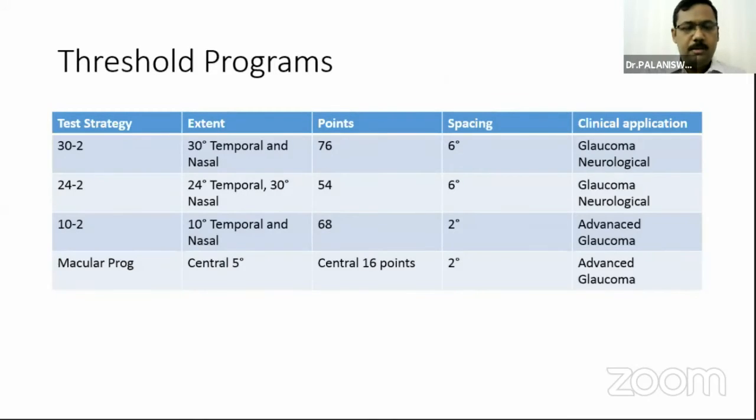We have multiple programs like the 30-2, in which the points are 6 degrees apart, the 24-2, after the edge points are removed, and we have the 10-2, which is the central 10 degrees, in which the points are 2 degrees apart, and the Macular program, which has the central 16 degrees of the 10-2. In this, the points are 2 degrees apart.